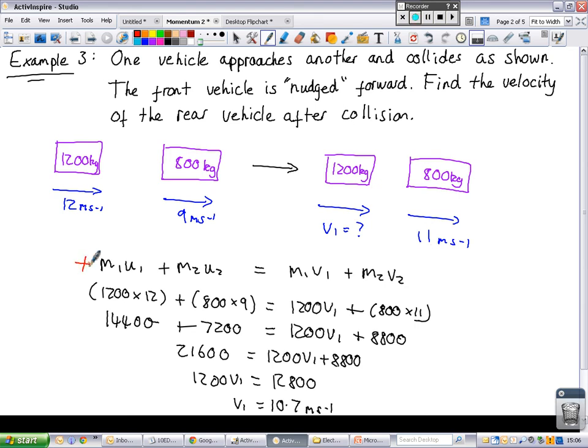The hardest part perhaps is remembering this equation here, but remember that all that is just an extension of p equals mv, which is the momentum of one object. All you're doing there is calculating the momentum of all objects and then adding the ones before the collision together and adding the ones after the collision together.